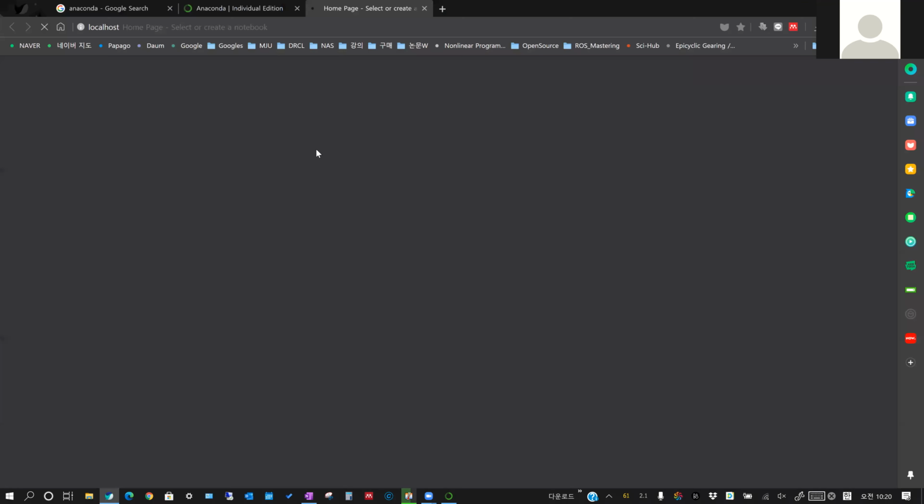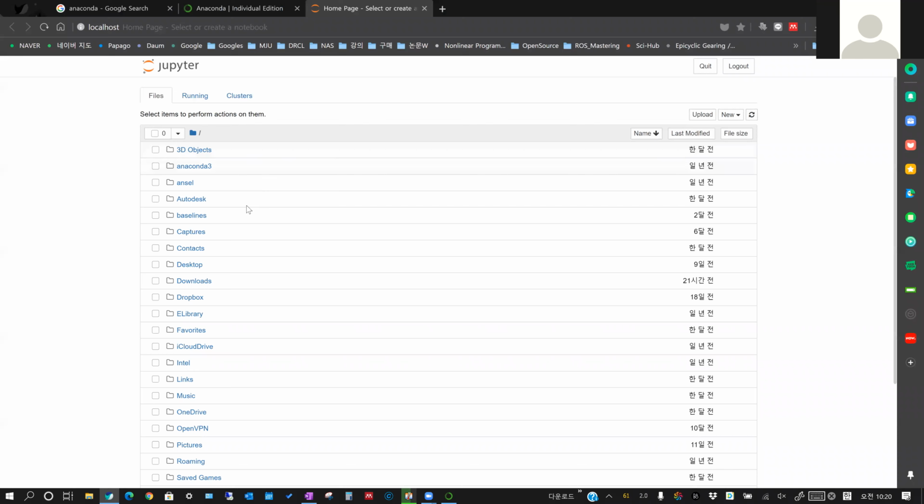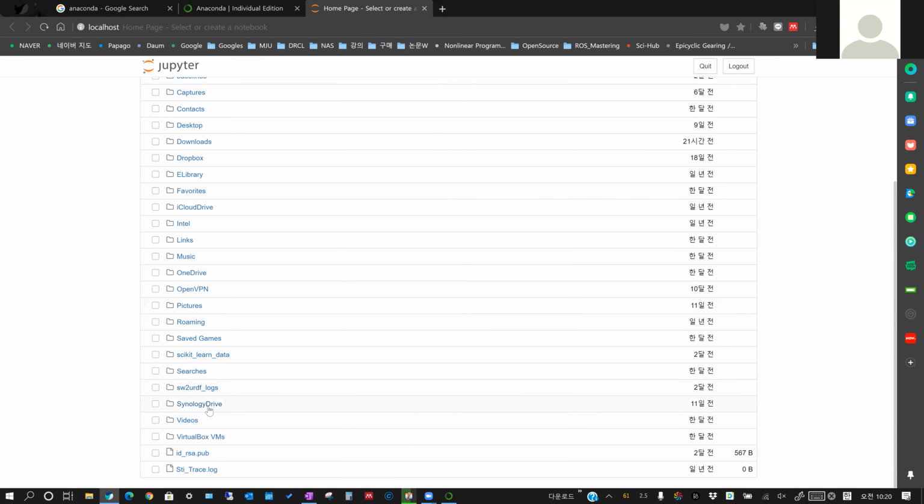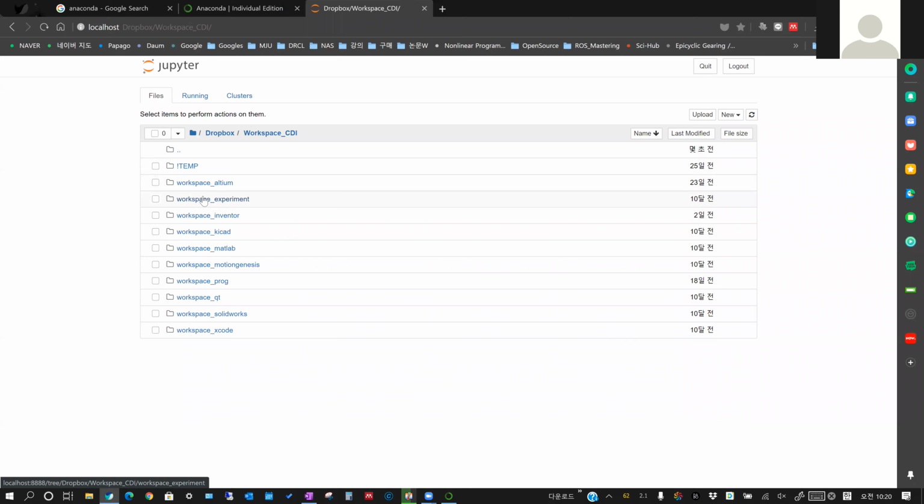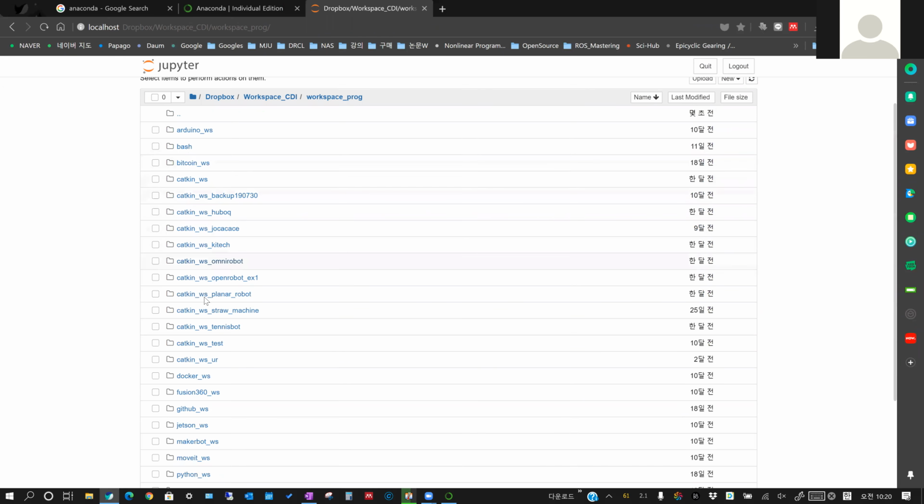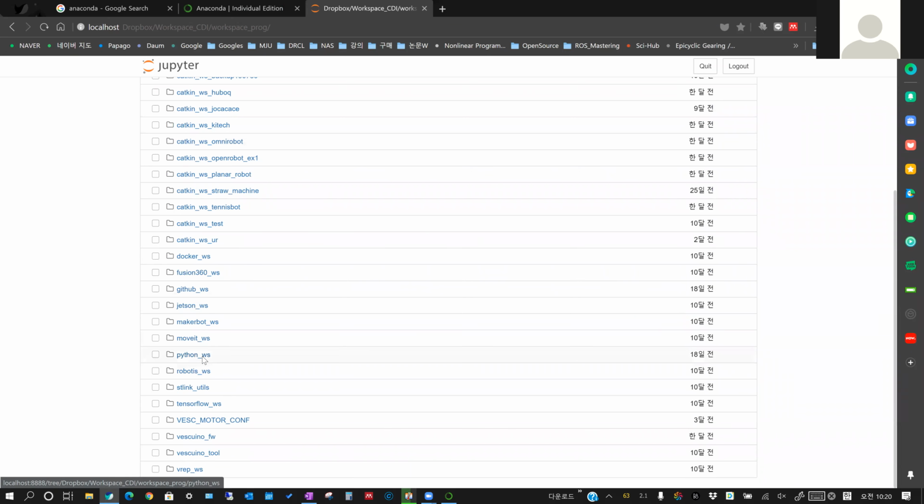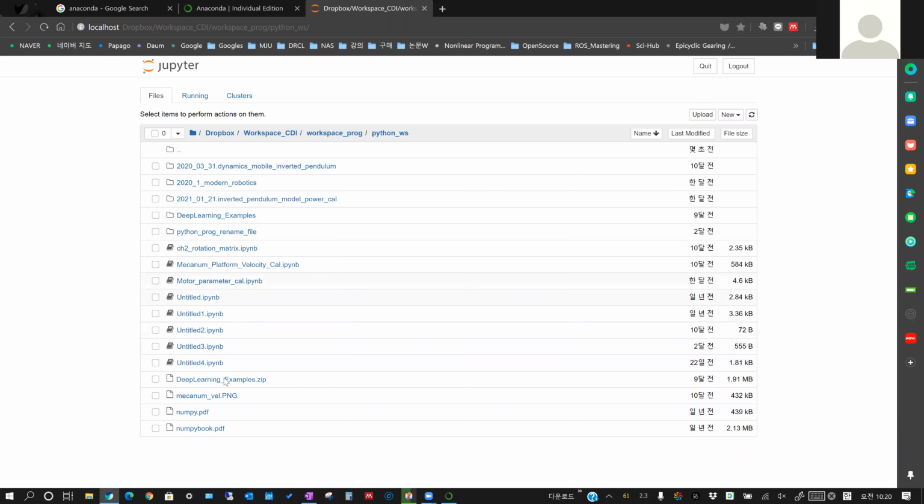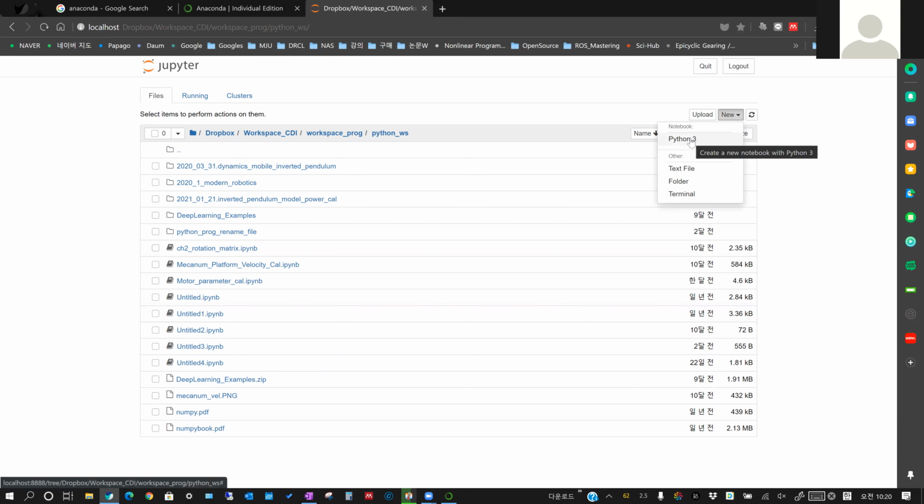Then you can use Python in the website. In my case, I have the workspace in here. You can make your own workspace in your local hard disk, and this is my local workspace. Let's make a new Python 3 notebook.